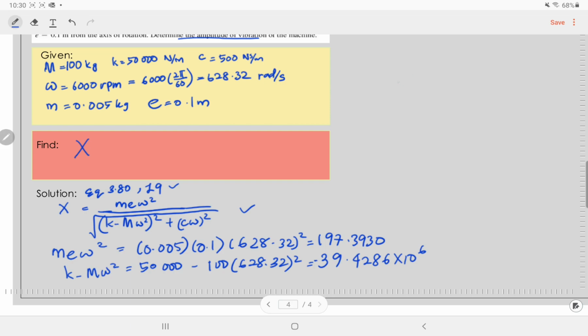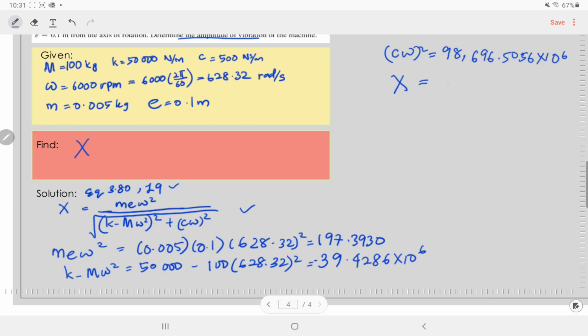Maybe, sorry, we haven't calculated the C omega. If you calculate your C omega square, you should get 98,000. It's such a big number here. 0.5056 times 10 to the 6.